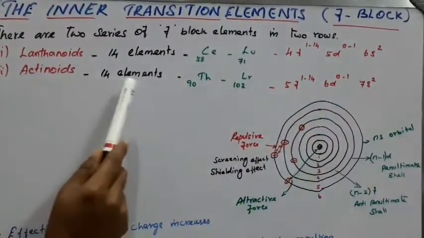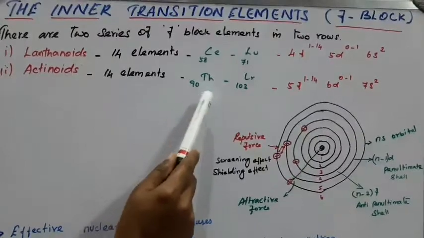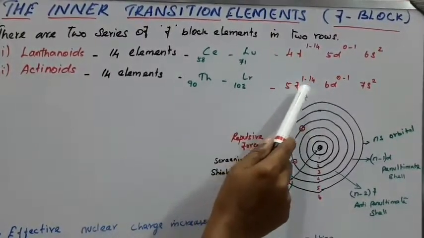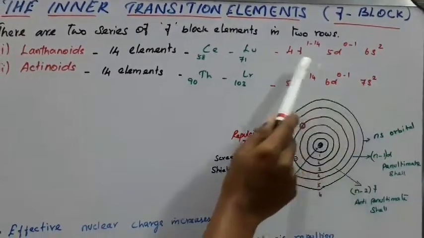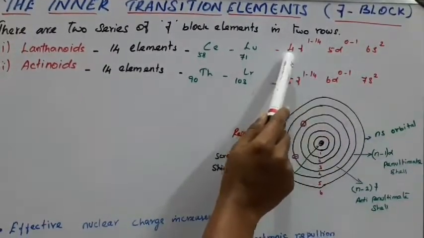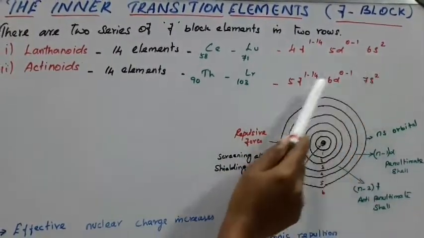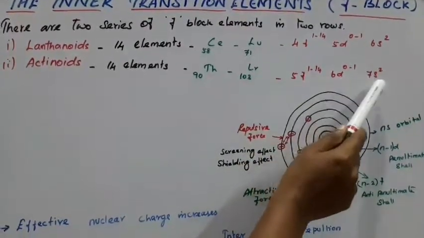And actinides: 14 elements, thorium to lawrencium, 5f 1 to 14 and 6d 0 to 1 and 7s2. Students, the series is 4f 5d 6s2, here 5f 6d 7s2.